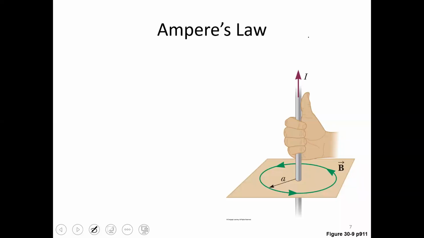For part 2 of your chapter 30 lectures, we're going to talk about Ampere's law. Ampere's law is a closed path integral. We're going to look at the magnetic field dotted, so this is a dot product, with a closed path. And we expect to get some information about the current that we've enclosed.